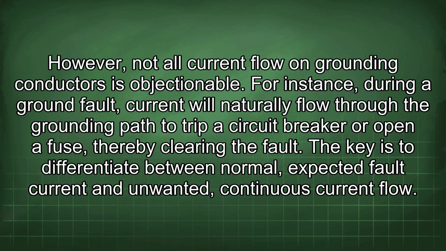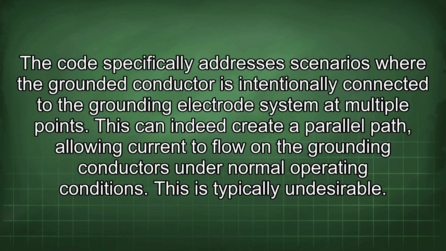For instance, during a ground fault, current will naturally flow through the grounding path to trip a circuit breaker or open a fuse, thereby clearing the fault. The key is to differentiate between normal, expected fault current and unwanted, continuous current flow. The code specifically addresses scenarios where the grounded conductor is intentionally connected to the grounding electrode system at multiple points. This can indeed create a parallel path, allowing current to flow on the grounding conductors under normal operating conditions.